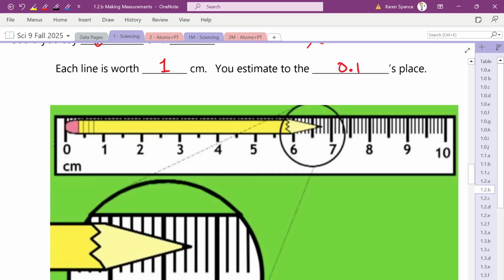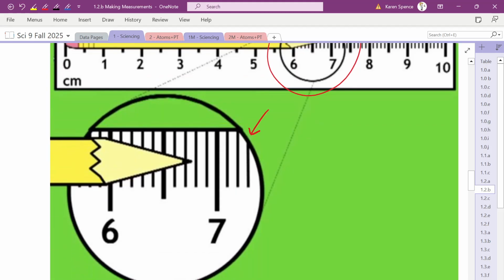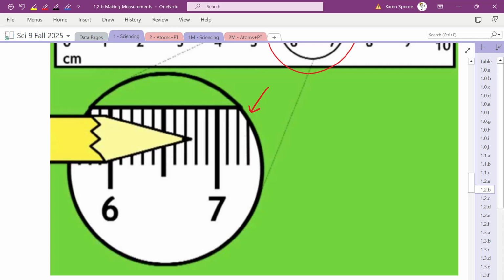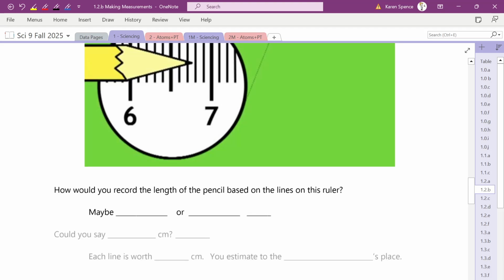Ooh, this one has a lot of lines. So what I've done is I've blown it up great, big, huge for you here. We've taken this little bit here and we've blown it up big and huge down here. You're going to take a look at that. It's still a centimeter ruler, and you are going to make your best guess as to how you would record this measurement.